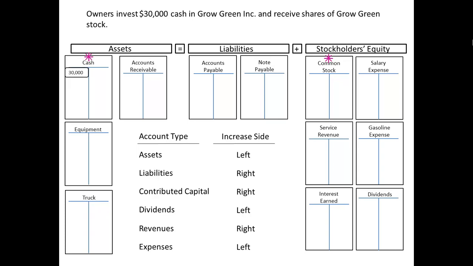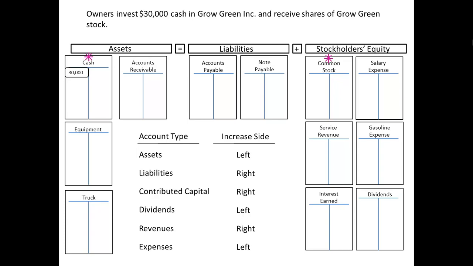Then we have to ask and answer the same 3 questions for the common stock account. What type of account is common stock? Is it an asset, liability, contributed capital, dividends, revenue, or expense? Common stock is a contributed capital account. We use it when owners put assets into the business. The second question is, what is the increase side for this account type for contributed capital accounts? The right. Contributed capital accounts increase on the right.